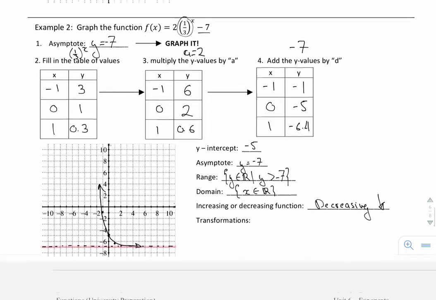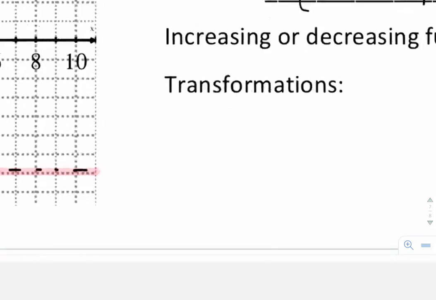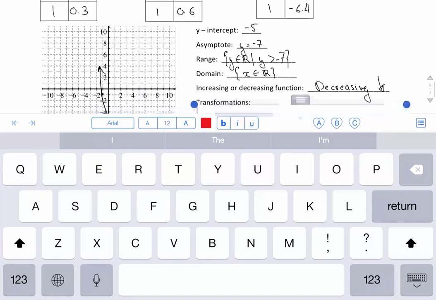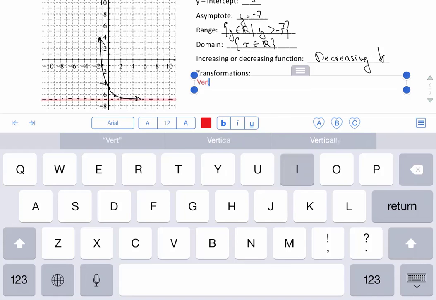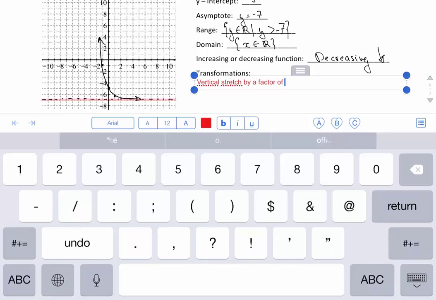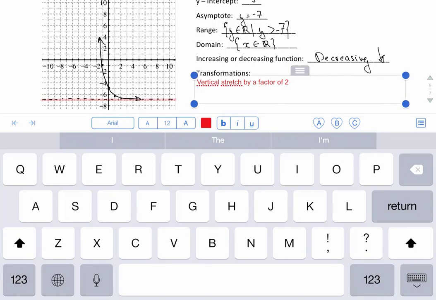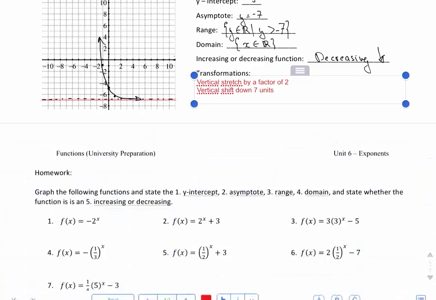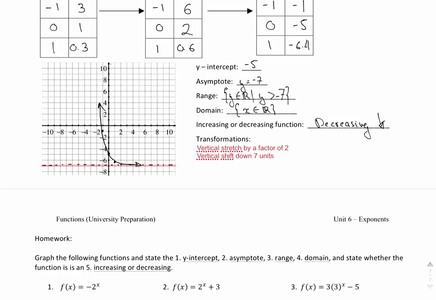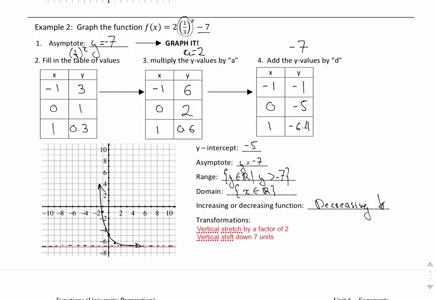And finally, the transformation. So in this case, we have two transformations. We have vertical stretch by a factor of 2. So let me write that in. So we have a vertical stretch by a factor of 2, and we also have a vertical shift down 7 units. And there you have it. So I think you're in good form right now to get started on the homework.